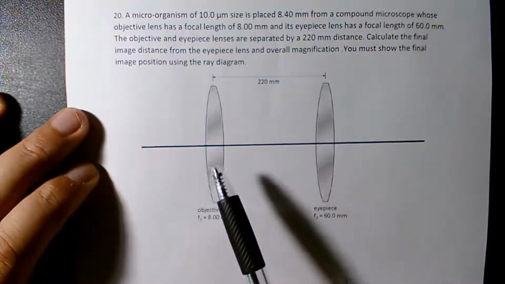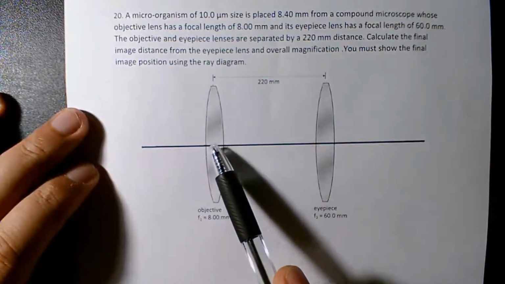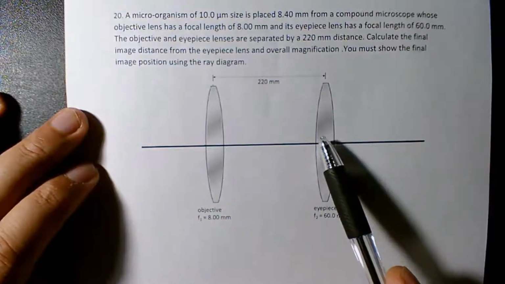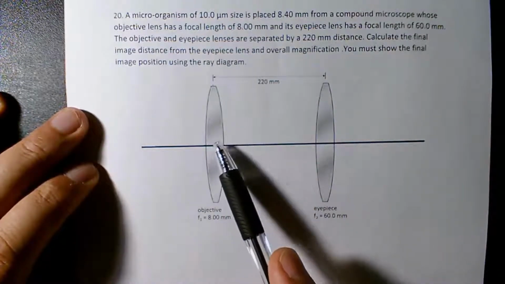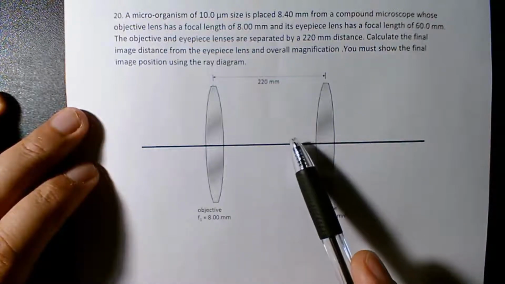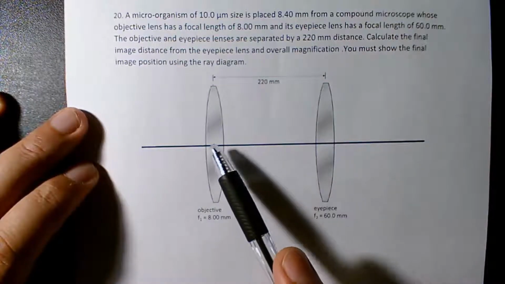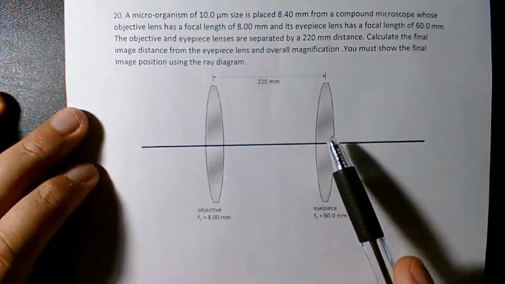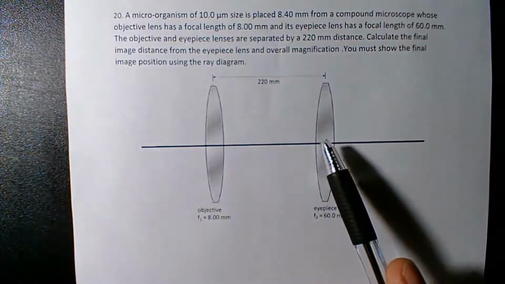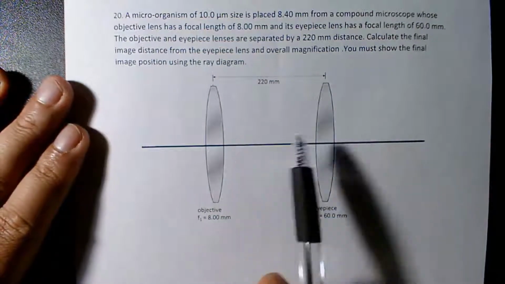The main idea about lens combination is that the image formed by the first lens works as the object for the second lens. If the image formed by the first lens lies in front of the second lens, it works as a real object for the second lens. However, if the image formed by the first lens lies behind the second lens, then it works as a virtual object for the second lens. That's the key idea. So let's find that out first.